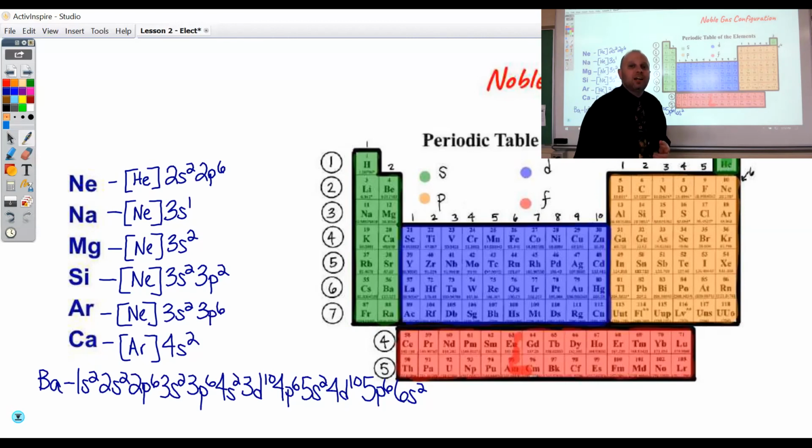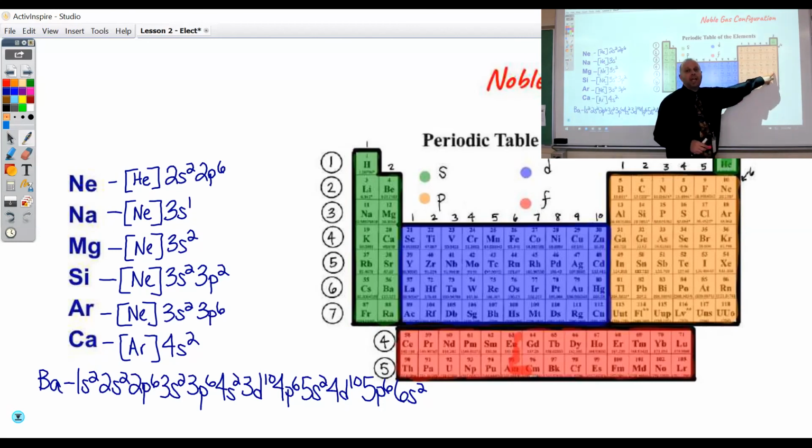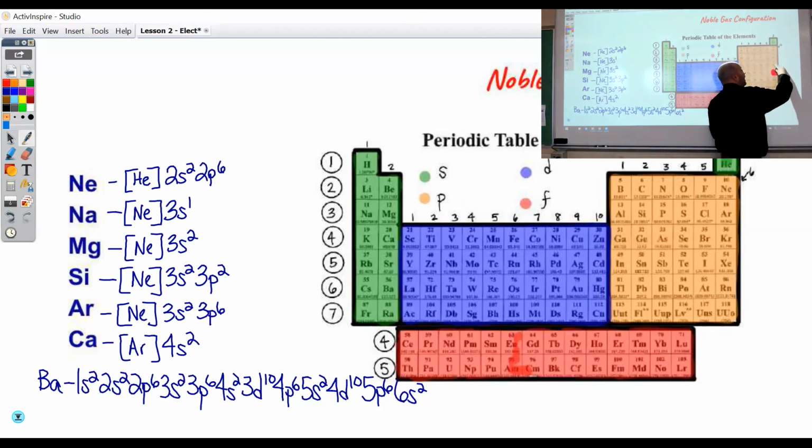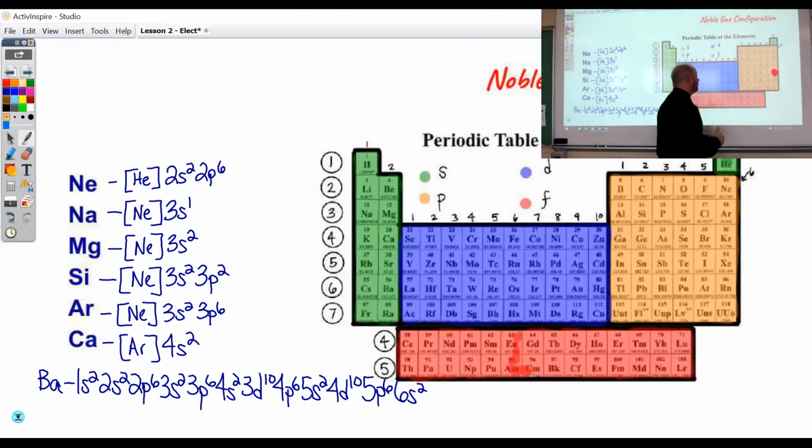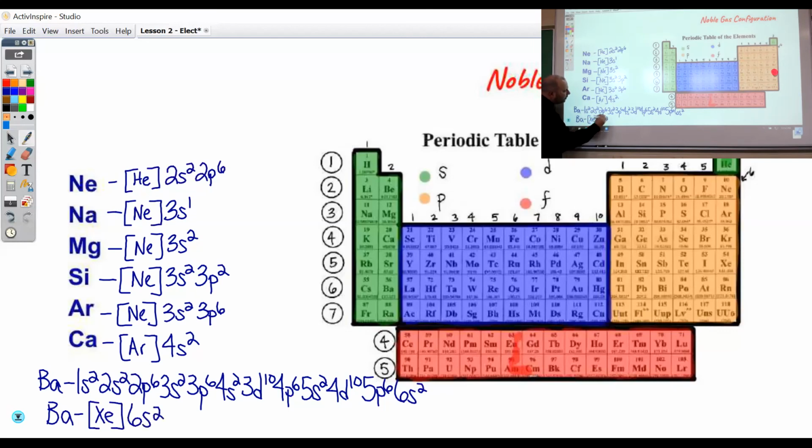What the noble gas configuration shortcut allows us to do is to jump to the nearest, previously completed noble gas. So if I'm at barium, which is element 56, the last completed noble gas is xenon, which is element 54. So my noble gas configuration for barium would simply be xenon in the square brackets, followed by 6s2.